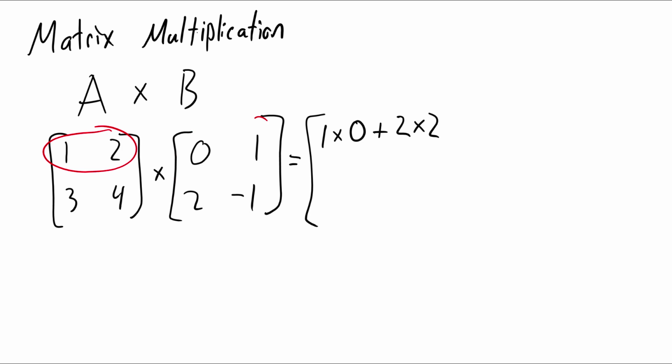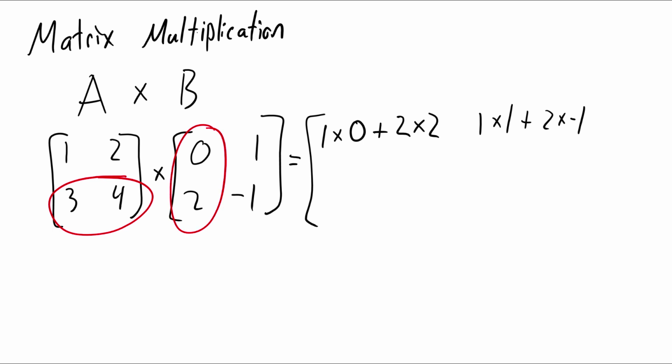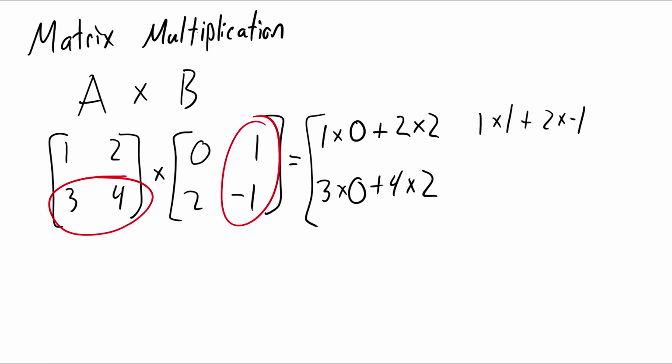All right, then we'll do the first row of A times the second column of B. So that's 1 times 1 plus 2 times negative 1. All right, so now we'll multiply the second row of A times both columns of B. So second row of A, 3 and 4, times first column of B, 0 and 2. So that's 3 times 0 plus 4 times 2. All right, and then finally we'll multiply the second row of A times the second column of B. So that's 3 times 1 plus 4 times negative 1.